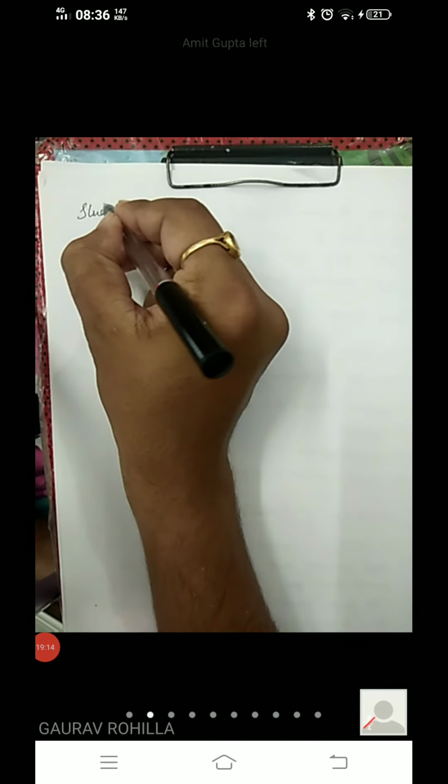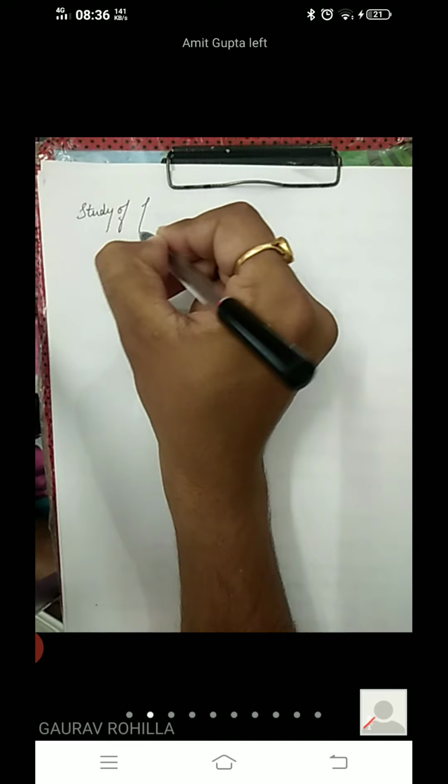So how can we say that birds evolved from reptiles? Archaeopteryx is a connecting link. It has the characteristics of reptiles, like a tail, and it has the characteristics of birds, like wings for flying. Now the study of fossils is called paleontology.